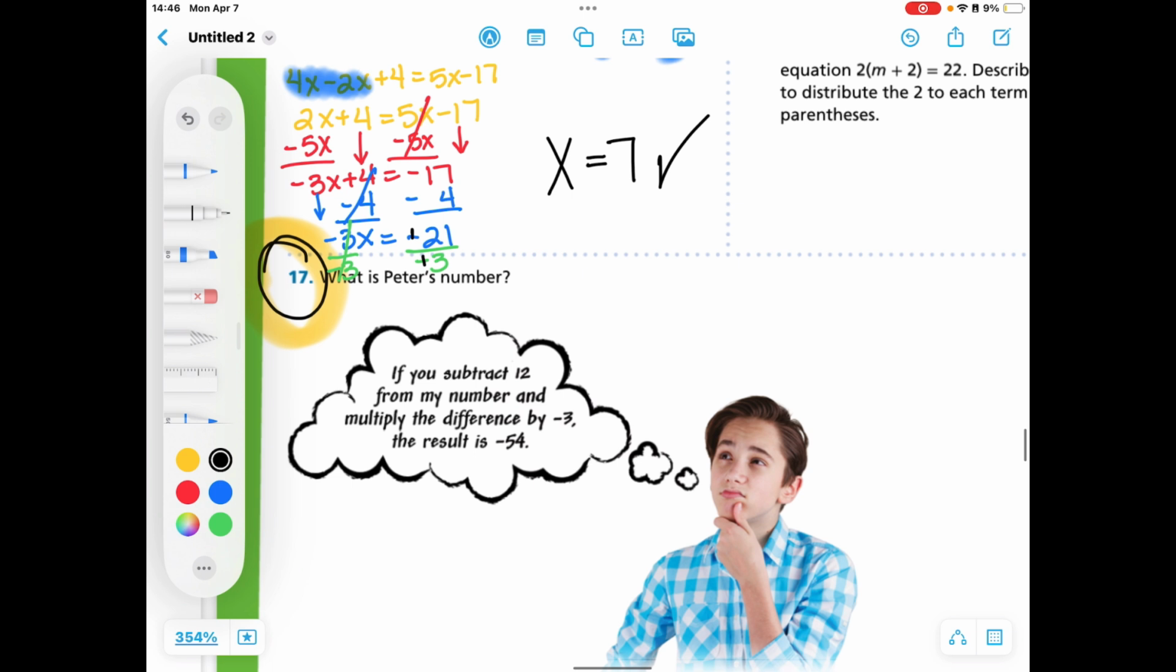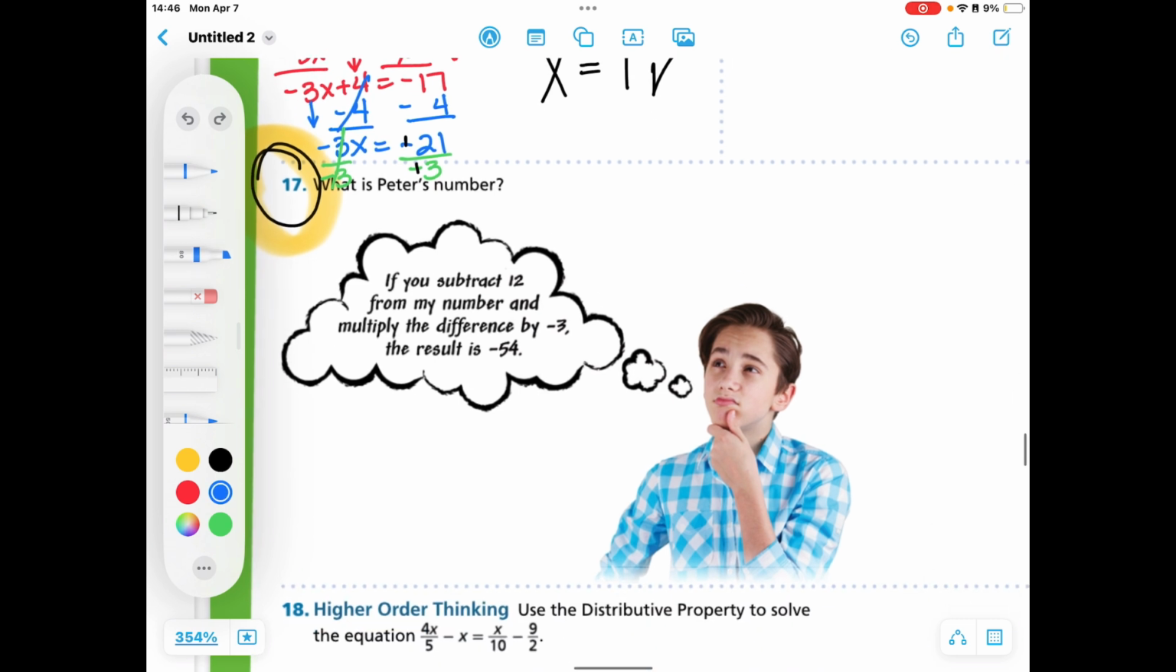Now, dealing with Peter, number 17, this is based off of using his terms and setting up a problem first. Just reading out what Peter is thinking, it says, if you subtract 12 from my number and multiply the difference by negative 3, the result is negative 54. So this is all dealing with that vocabulary that we talked about a couple weeks ago. Result equals a negative 54.